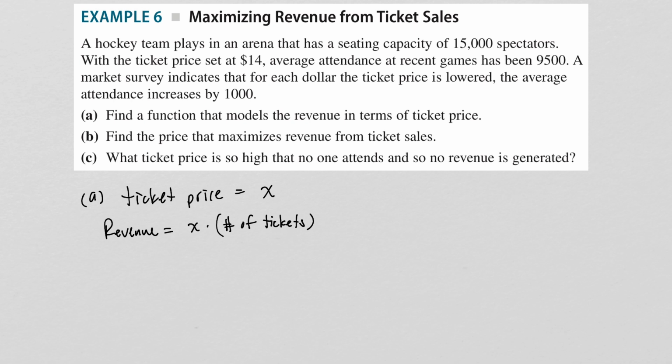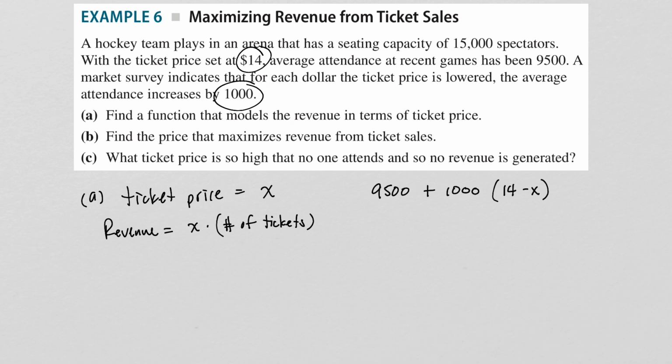Well, we currently sell 9,500 tickets when we charge $14. So if we charge less for the tickets, we're going to get an increase of 1,000 for every dollar less that we charge for the ticket. So the attendance is going to be 9,500 plus 1,000 multiplied by the number of dollars less than 14. So if you're charging X for the ticket, we're going to do 14 minus X to figure out how many dollars less than 14 you are charging, right?